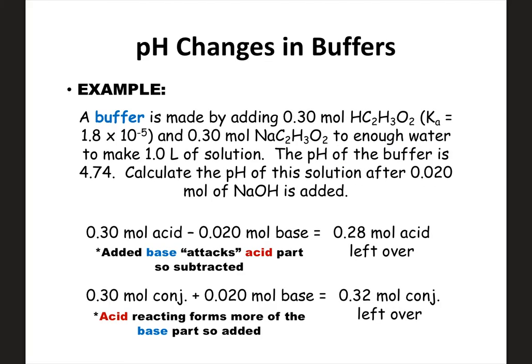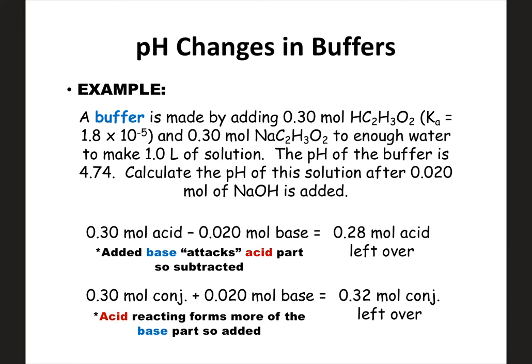Let's look at another buffer problem here. This one says a buffer is made by adding 0.30 moles of acetic acid, Ka is given, and 0.30 moles of sodium acetate to enough water to make 1 liter of solution. Again, we know this is a buffer because we have a weak acid along with its conjugate. It says the pH of the buffer is 4.74.